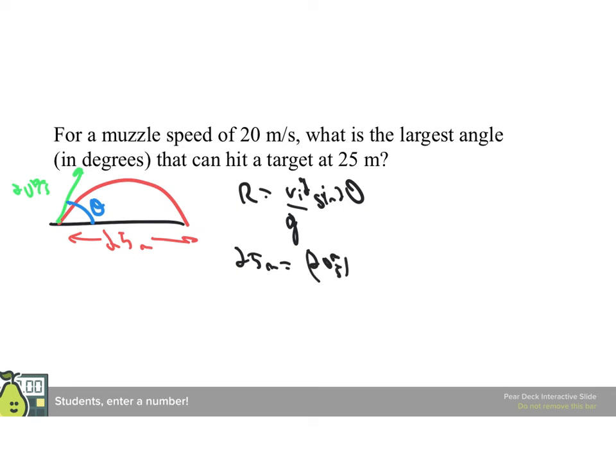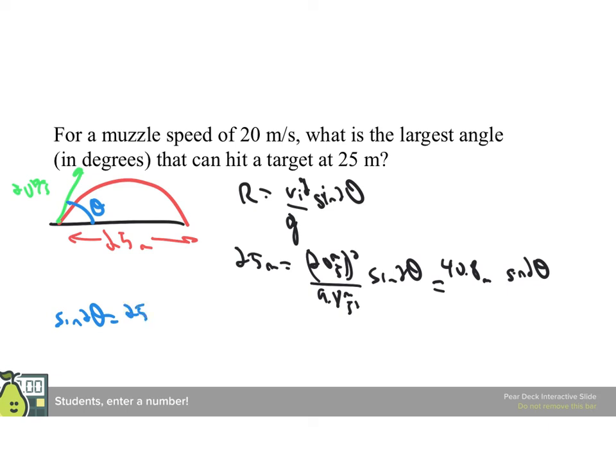20 meters per second quantity squared over 9.8 meters per second squared times sine 2 theta. Which is, after all, 40.8 meters times sine 2 theta. We got that from the time before. So that means that sine of 2 theta has to be 25 meters over 40.8 meters, or 0.613.